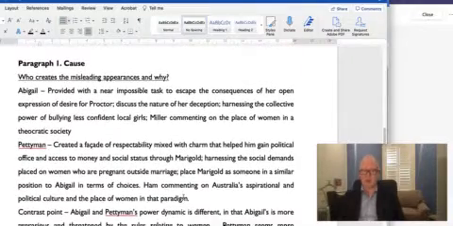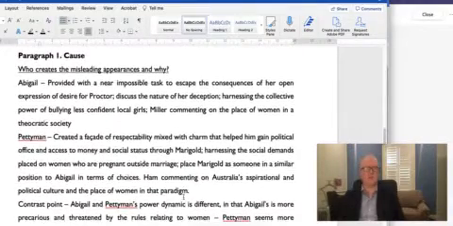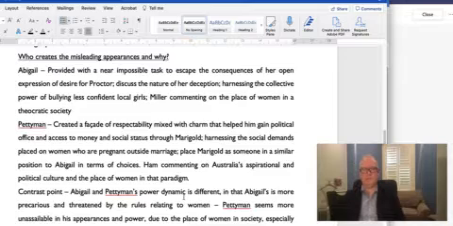So in my paragraph 1, my cause paragraph, I would say: who creates the misleading appearances and why? That's pretty much my focus, but also talking about the misleading appearances in general. So I would maybe be talking about Abigail being provided with a near impossible task to escape the consequences of her open expression of desire for Proctor. Discuss the nature of her deception, harnessing the collective power of bullying less confident girls. But I would be foregrounding it with this.